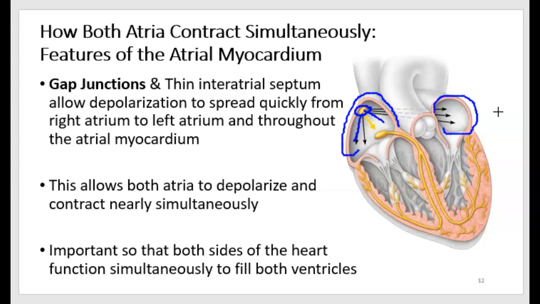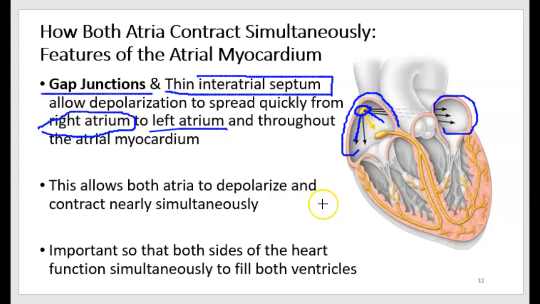There's a couple of reasons for this, but the most important is that the cells of the myocardium have gap junctions between them. And that is going to allow ions to spread from cell to cell very quickly. And the other feature is that the muscle wall between the two atria, the interatrial septum, is quite thin. So depolarization spreads quickly throughout the right atrium and to the left atrium very quickly.